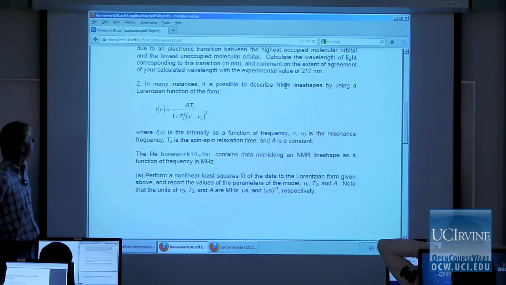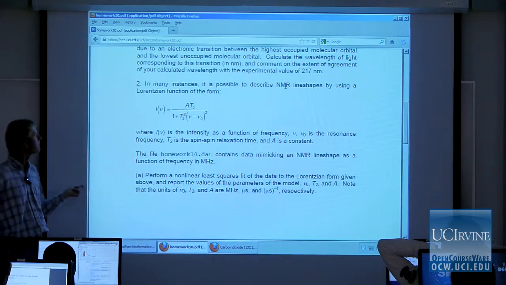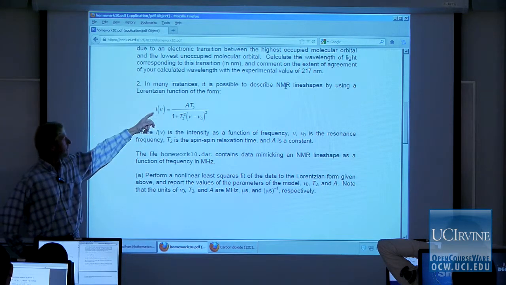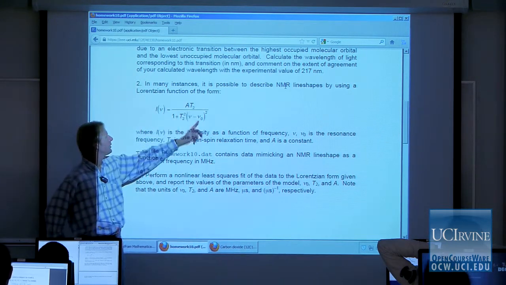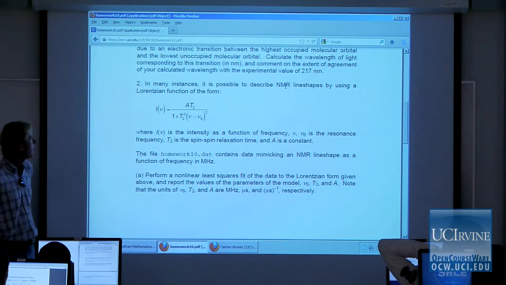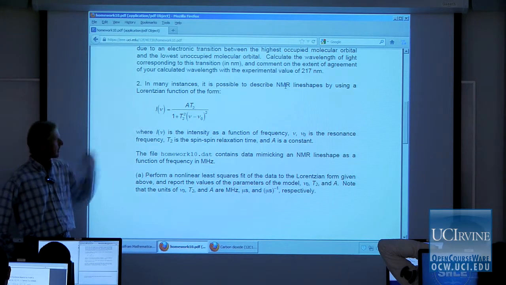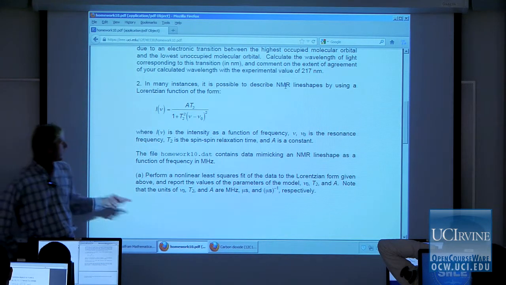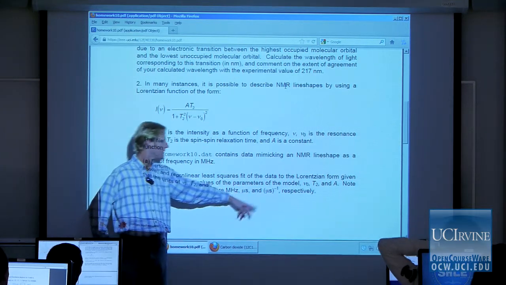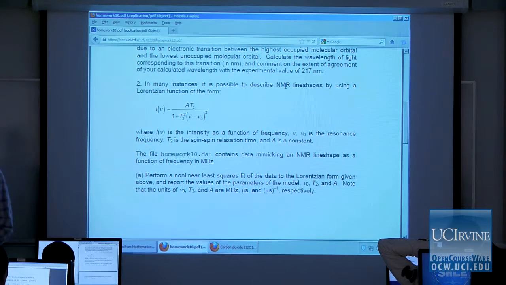Okay, so this is actually a model for an NMR line shape. What I want you to do is a nonlinear least squares fit to get A, T2, and nu 0. The units of the data are such that nu 0 comes out in megahertz, T2 comes out in microseconds, and A comes out in inverse microseconds. But you don't need to worry about the details of that.